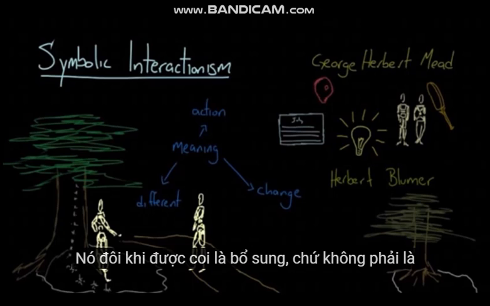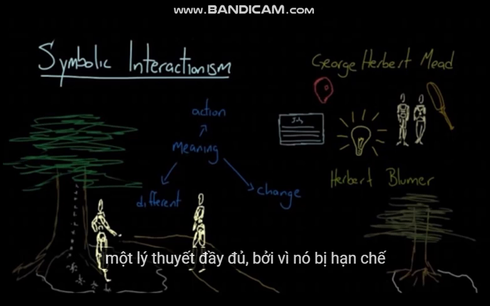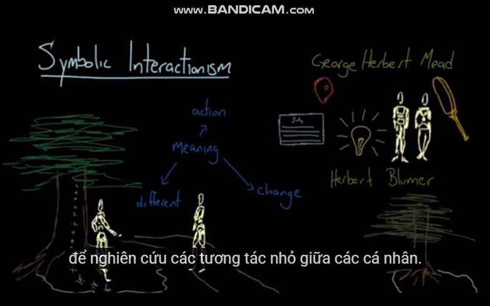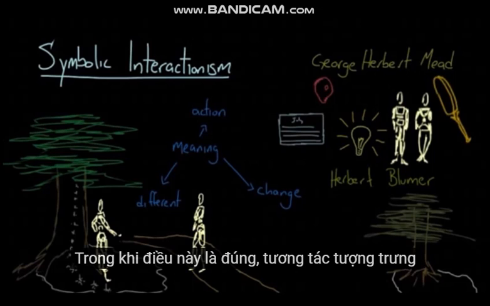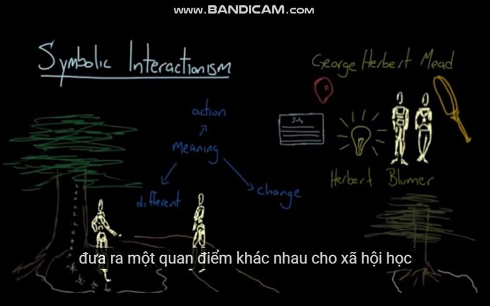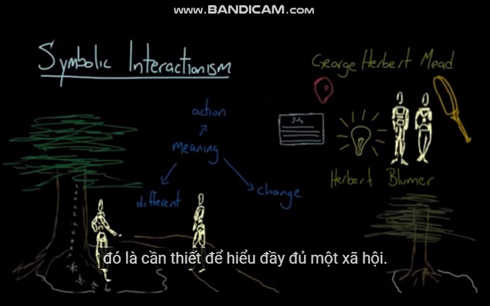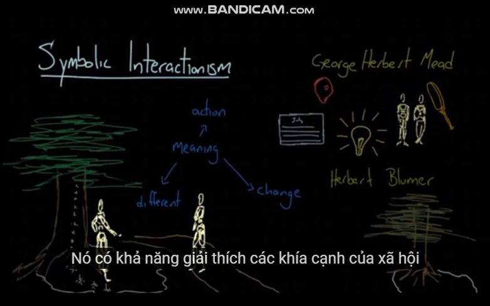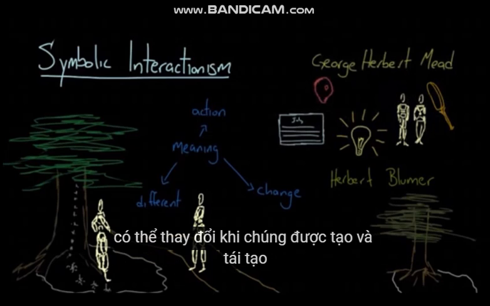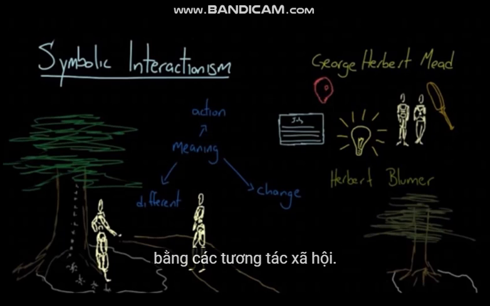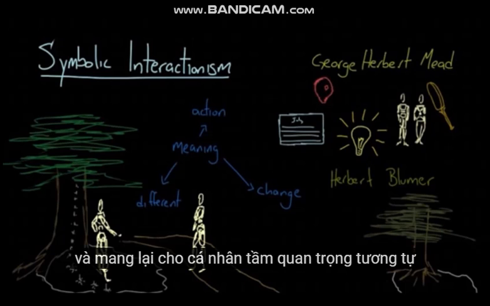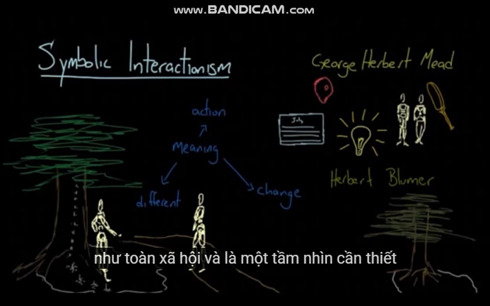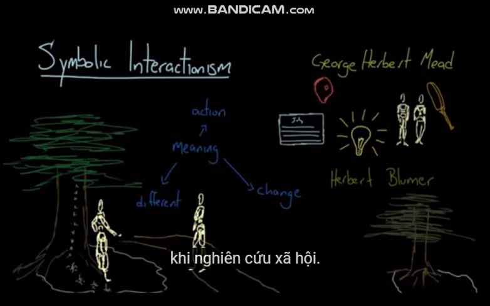It is sometimes considered as supplemental rather than a full theory, because it is restricted to studying small interactions between individuals. While this is true, symbolic interactionism gives a different perspective to sociology that is necessary for fully understanding a society. It is capable of explaining how aspects of society can change as they are created and recreated by social interactions. It examines society on a small scale and gives the individual the same importance as the society as a whole, and is a necessary view when studying a society.